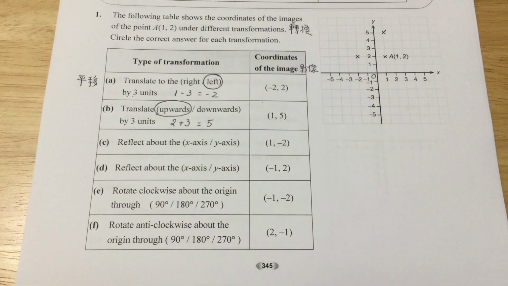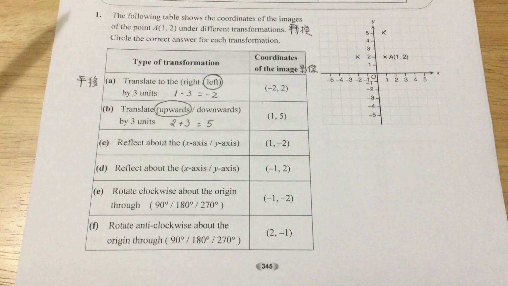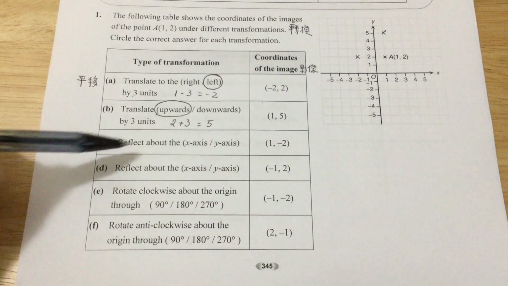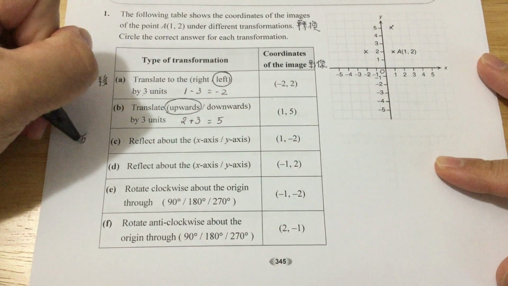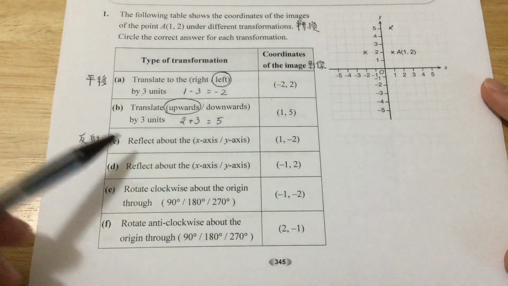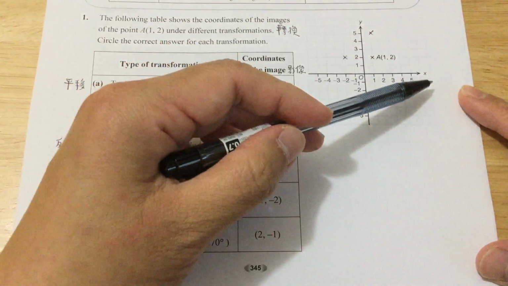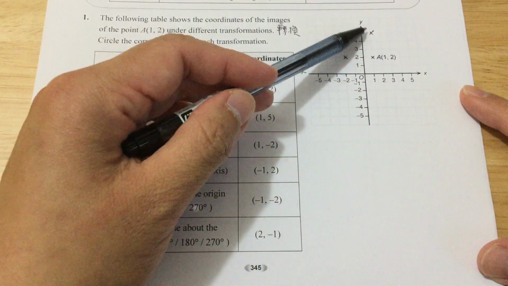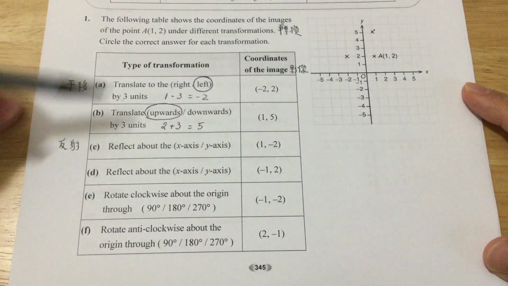Okay, dear all, last time I discussed translations with you in the last video. This time we'll discuss something called reflection, in Chinese 反射. In reflection, we reflect something about the x-axis and we reflect something about the y-axis. That means we will treat the axis as a mirror. So first of all, let's look at this.